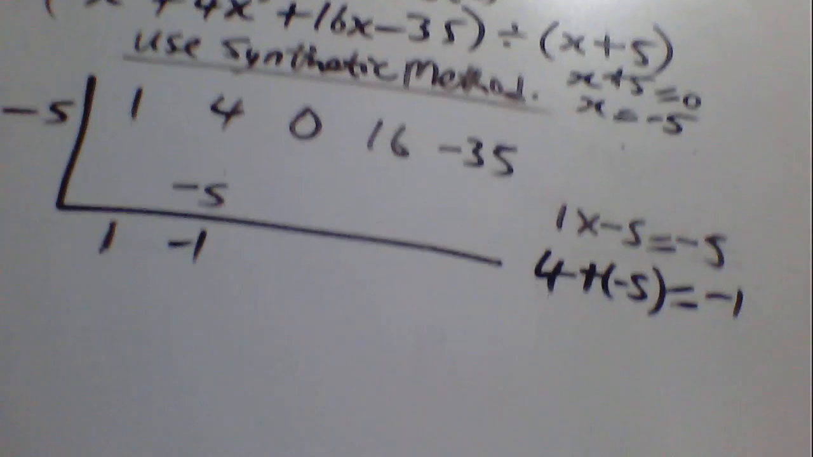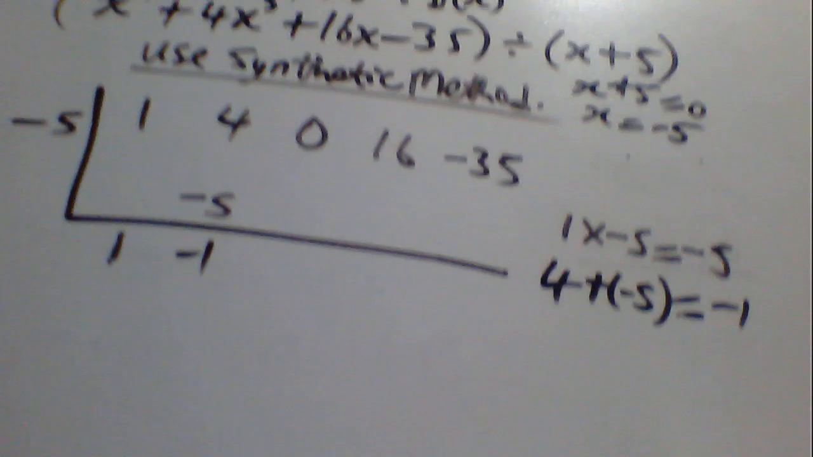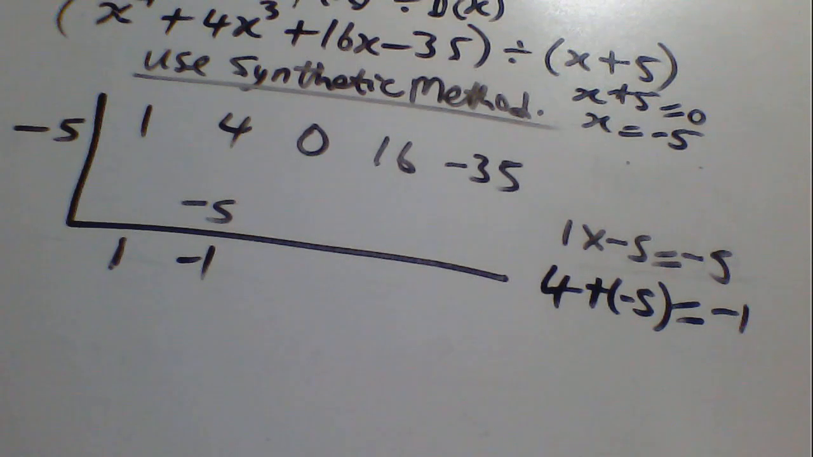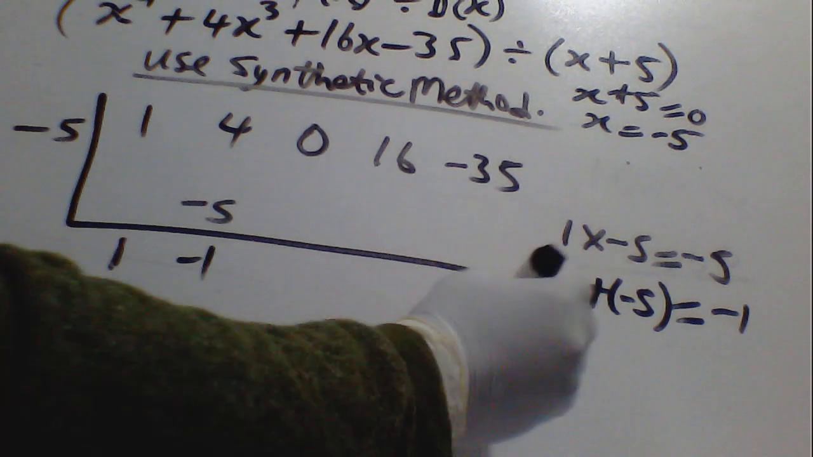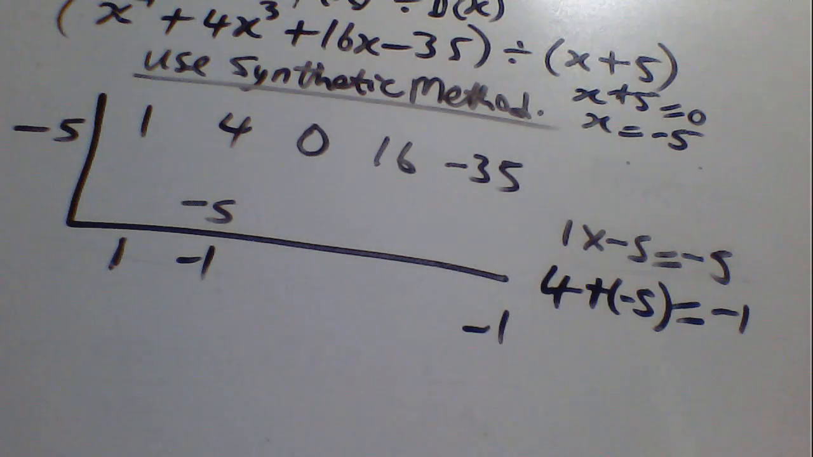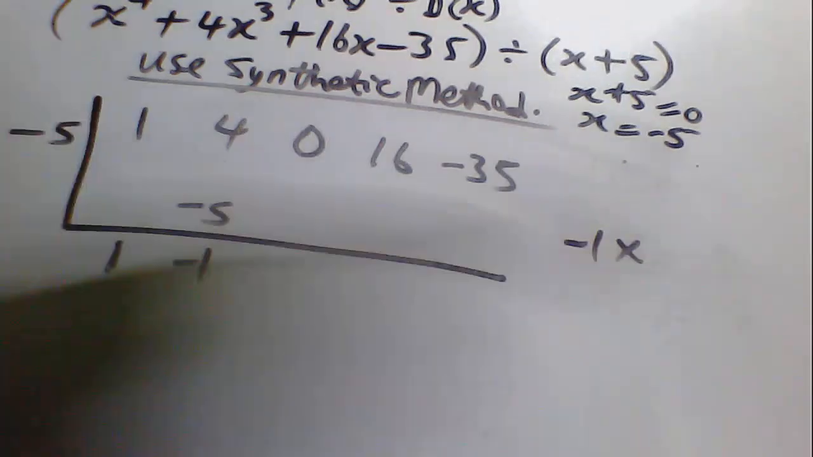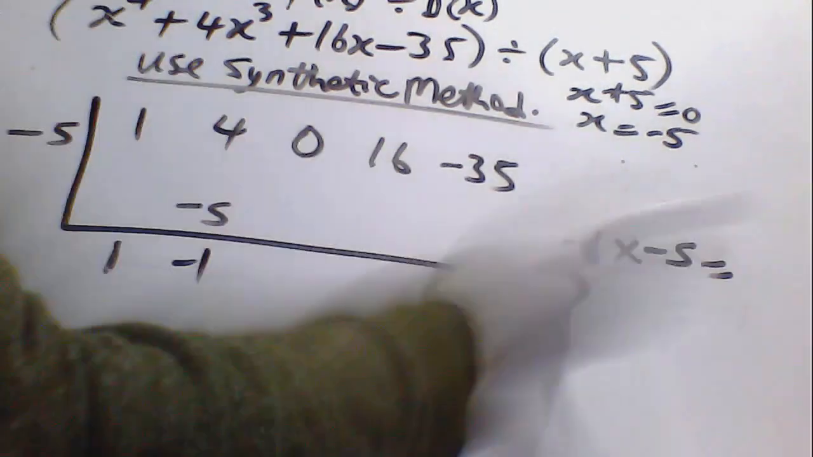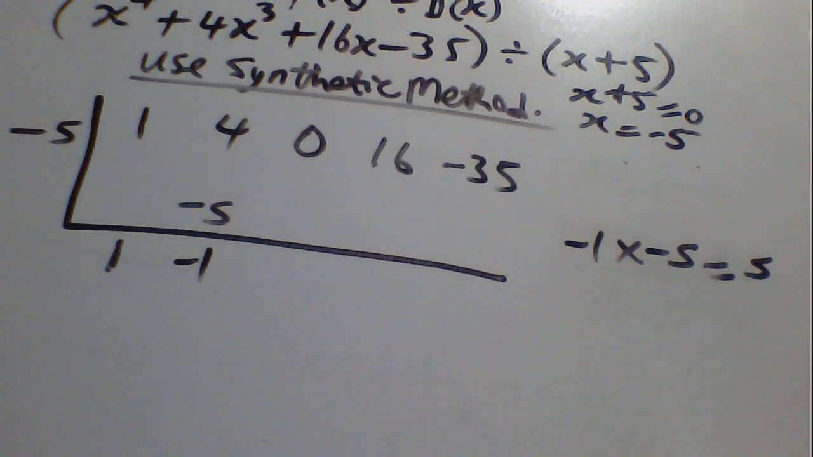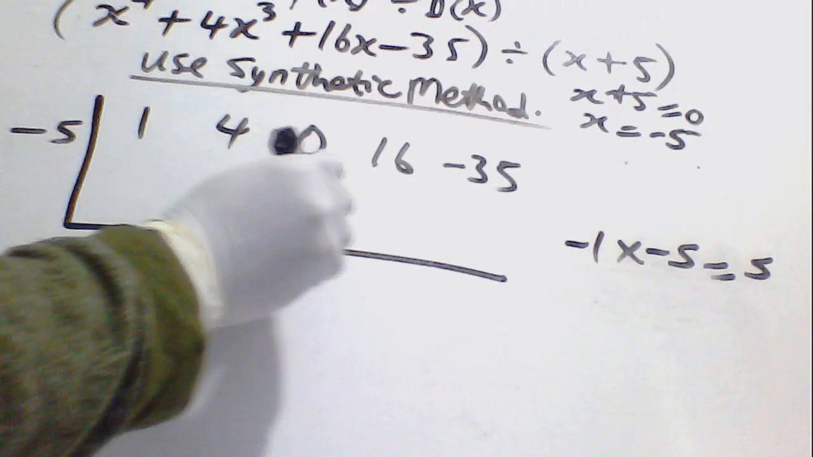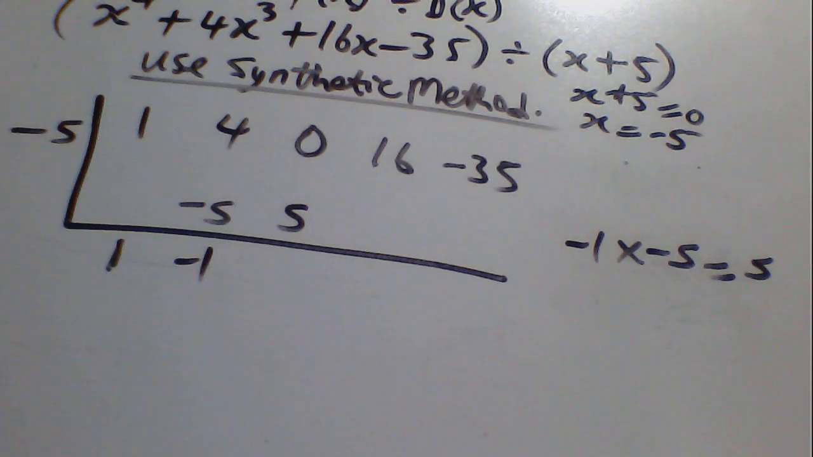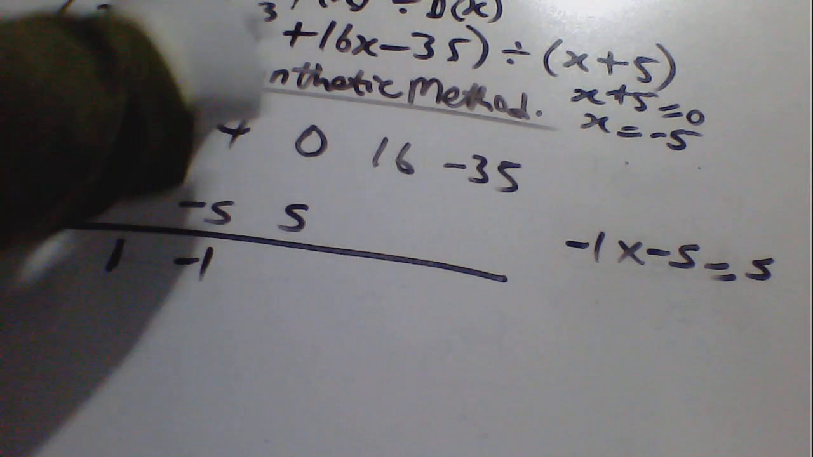The next thing you have to do is, whatever you got, minus 1, you multiply it by minus 5. That is the k value. So minus 1 multiplied by minus 5: minus times minus is plus, so 1 times 5 is plus 5. Then once you get plus 5, you write it down in the next column, under the next coefficient.